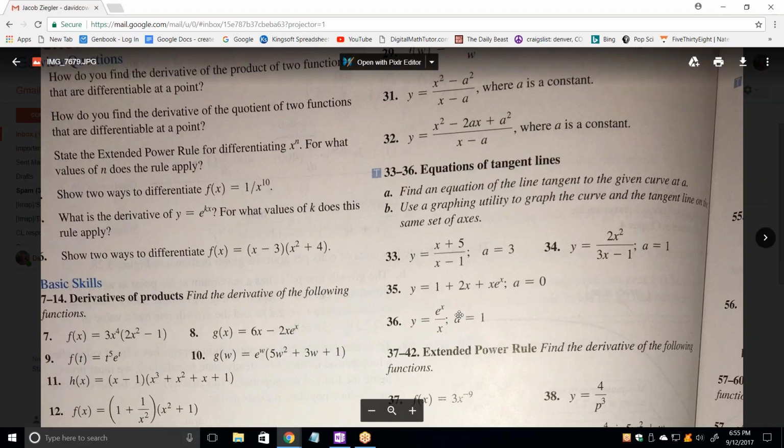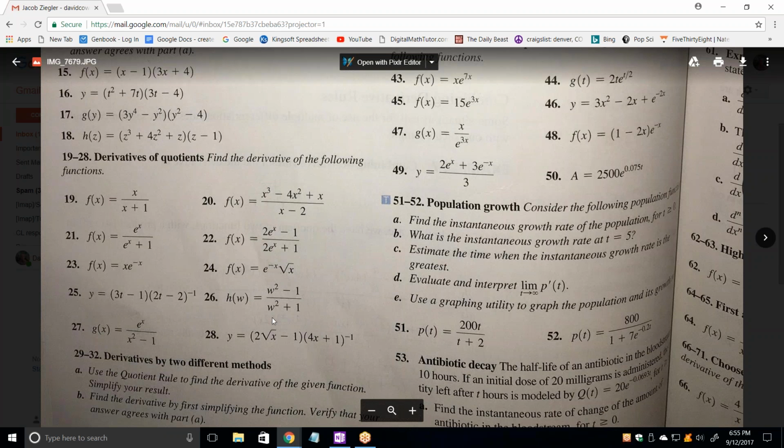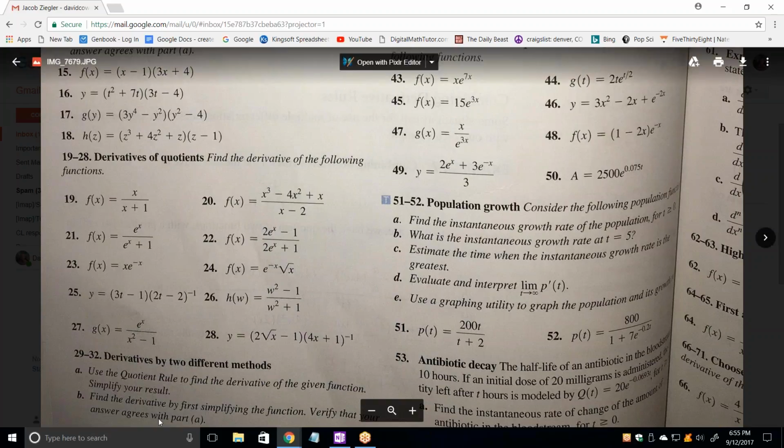What's the directions on this? Same as they are for the bottom. Derivatives by two methods. Use the quotient rule to find the derivative of the given function. Find the derivative by first simplifying.